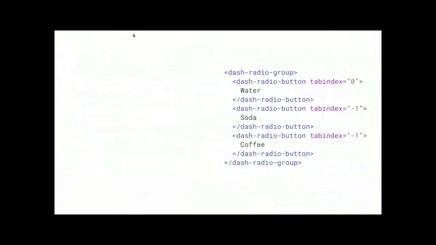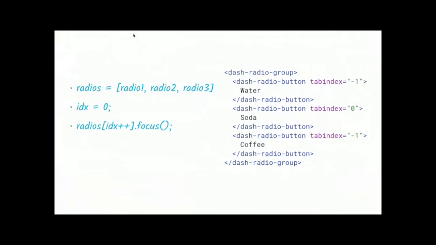And then here's my markup, and this is sort of what's going to be generated based off of those definitions. So the steps that I want to follow are, one, I want to build up an array, a collection of all my radio button children. I then want to have an index that indicates which child is currently the active one. And then I'll just be incrementing that index and calling focus.